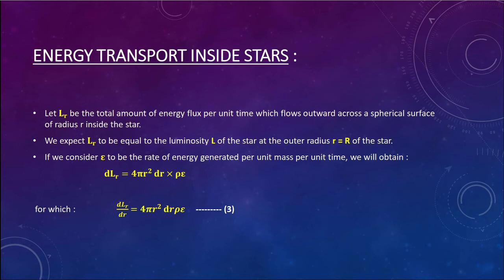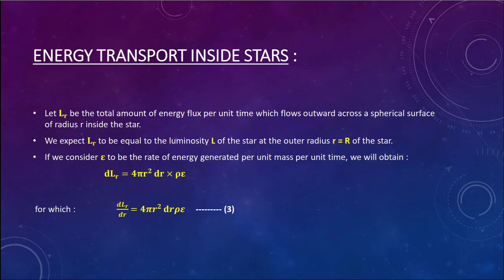So we expect Lr to be equal to the luminosity L of the star at the outer radius r equal to R. In the first lecture, we described the luminosity that we see, and that luminosity is equal to the luminosity existing at the outer surface of the Sun. That is what we see from Earth. If we consider epsilon to be the rate of energy generated per unit mass, then we obtain that dLr equals 4 pi r squared dr times rho times epsilon.